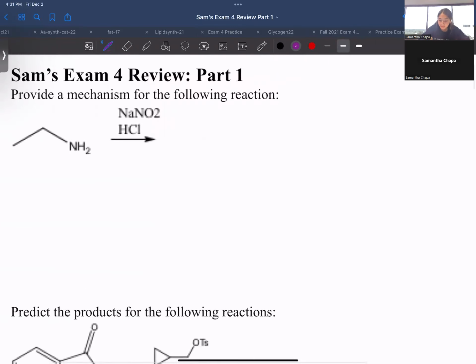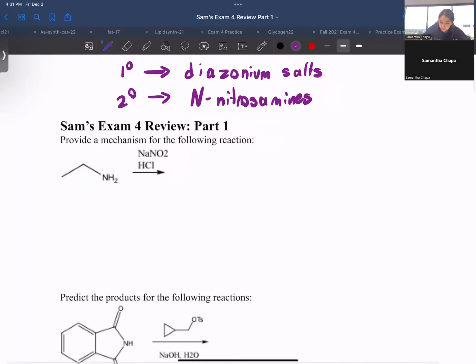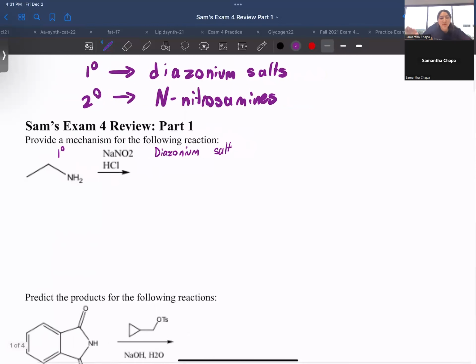Okay, so now let me provide you with the mechanism. Right now, I'm working with a primary amine, so I know that in my products I'm going to have a diazonium salt. Let me show you what a general diazonium salt looks like. Remember, it's a salt. If you think of table salt, NaCl, there are two ions together. So when you think of diazonium salts, think of the ion. We always see this N2 plus ion and chloride. So this is your salt.